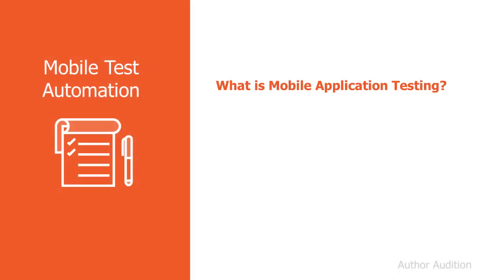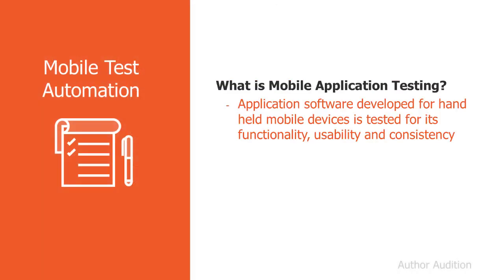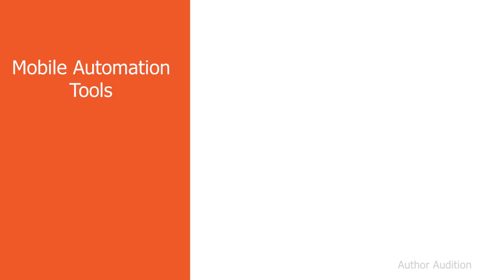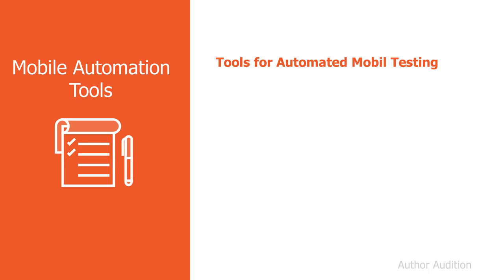Now let's talk about mobile application testing. Mobile application testing is a process by which application software developed for mobile device is tested for its functionality, usability and consistency. Mobile quality is important, but testing is expensive and time consuming. Creating automated UI tests require manual interaction with mobile application in order to capture and identify the user interaction. And that's why we look for some good automation tools.